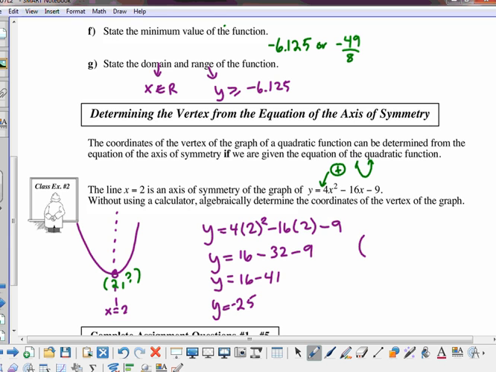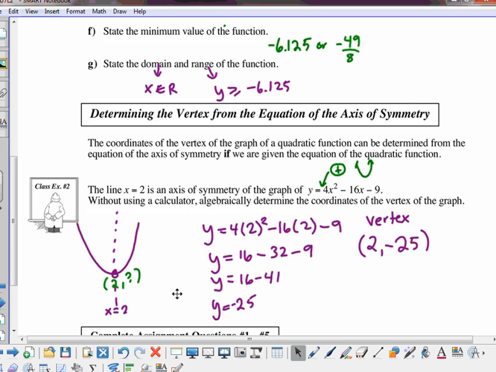So what would be the vertex then? What was the x? 2. X was 2, comma negative 25. Right? So the axis of symmetry, that x value is also the x value in the vertex. That's a question mark over there.